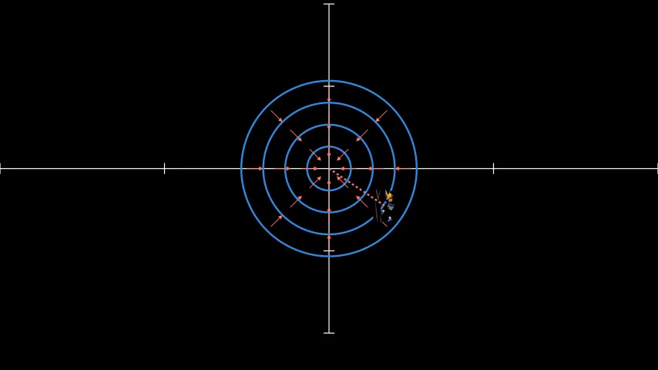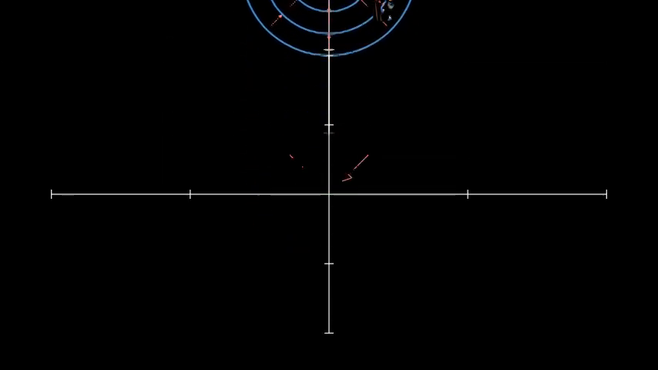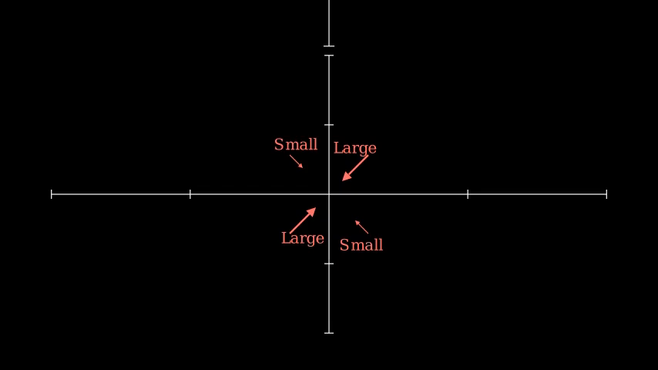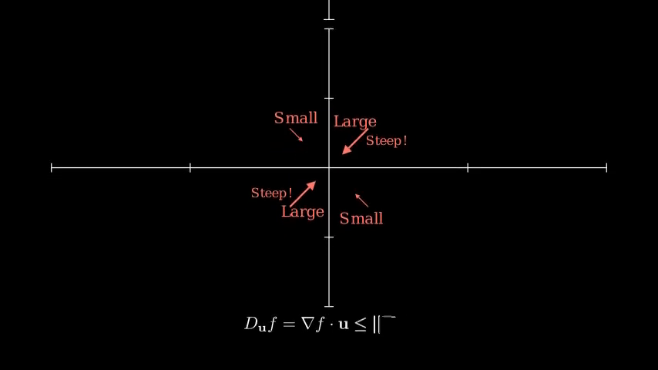Property 2. The magnitude of the gradient gives the rate of increase of the function in the direction of the gradient. Continuing our hill analogy, the magnitude or length of the gradient vector represents how steep the hill is at that point. A longer vector means a steeper slope. In mathematical terms, if we take the dot product of the gradient with a unit vector u, we get the directional derivative in the direction of u. The maximum value of this directional derivative is precisely the magnitude of the gradient.